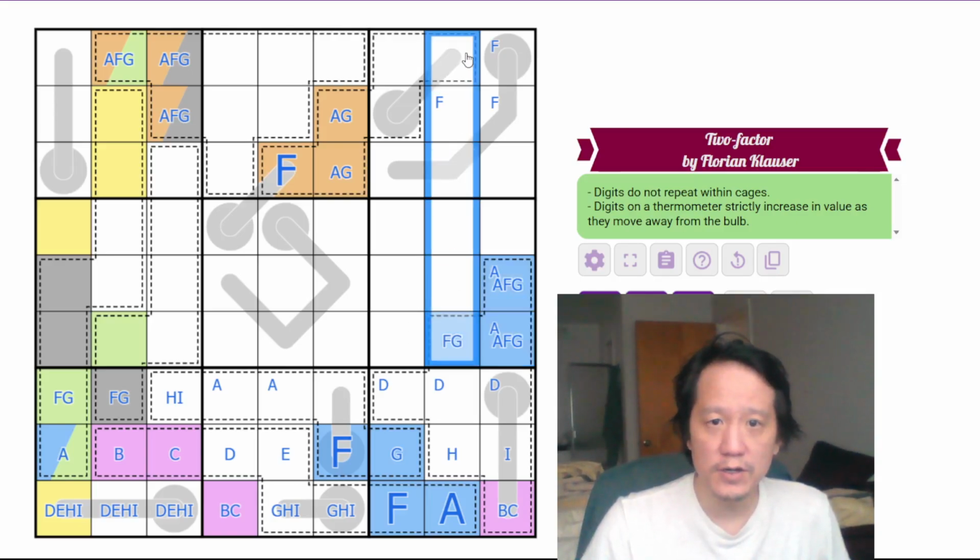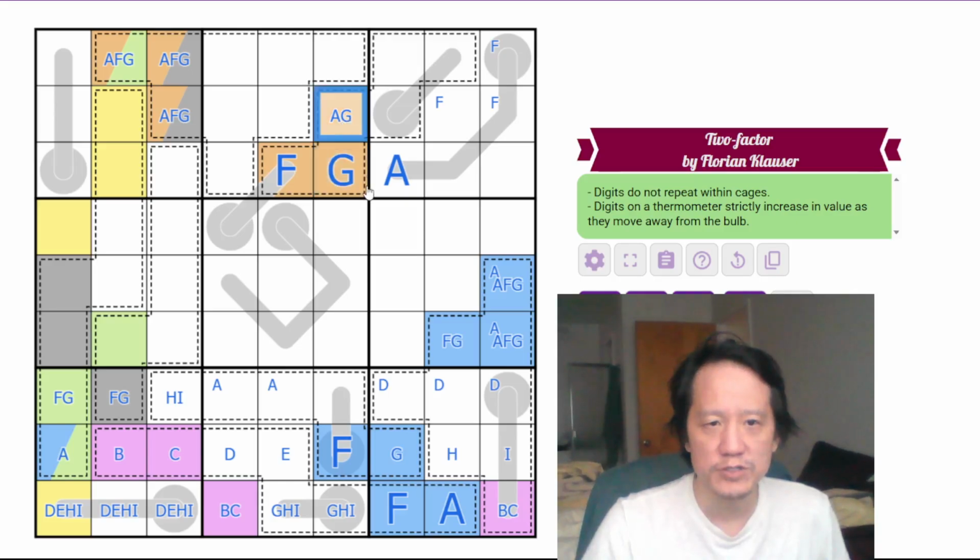A cannot be here, A cannot be here, A cannot be in the cage, so this must be A. Which means this can't be A, this is G, which means this can't be G, this is A. So this can't be A here. A is one of these two. That makes this G. Well, we already knew this was G. So it's A, G, and F.